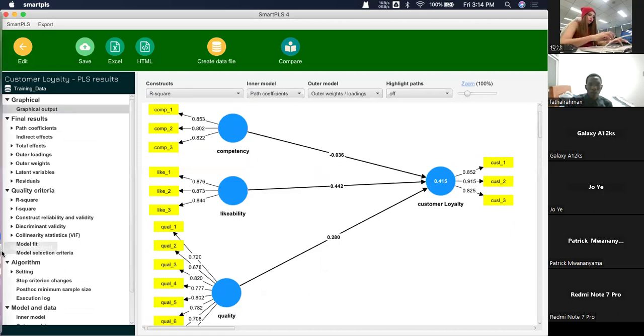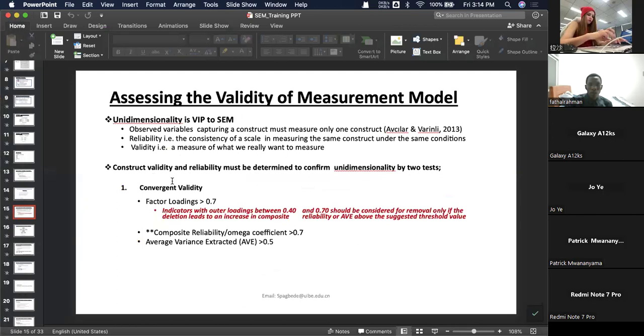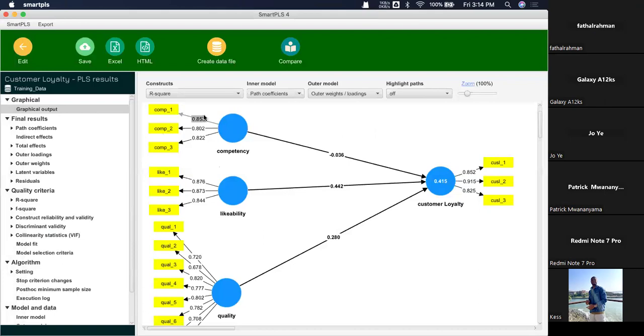Remember, in my slide, I said factor loadings should be greater than 0.7. Now, what is the factor loading? These are the factor loadings. COMP1, you can see 0.853. Can you see that? COMP2, 0.8. Yes. So these are the factor loadings. The factor loadings are the correlation between the indicators and the latent construct. And rule number 1 says the factor loading should be at least 0.7.